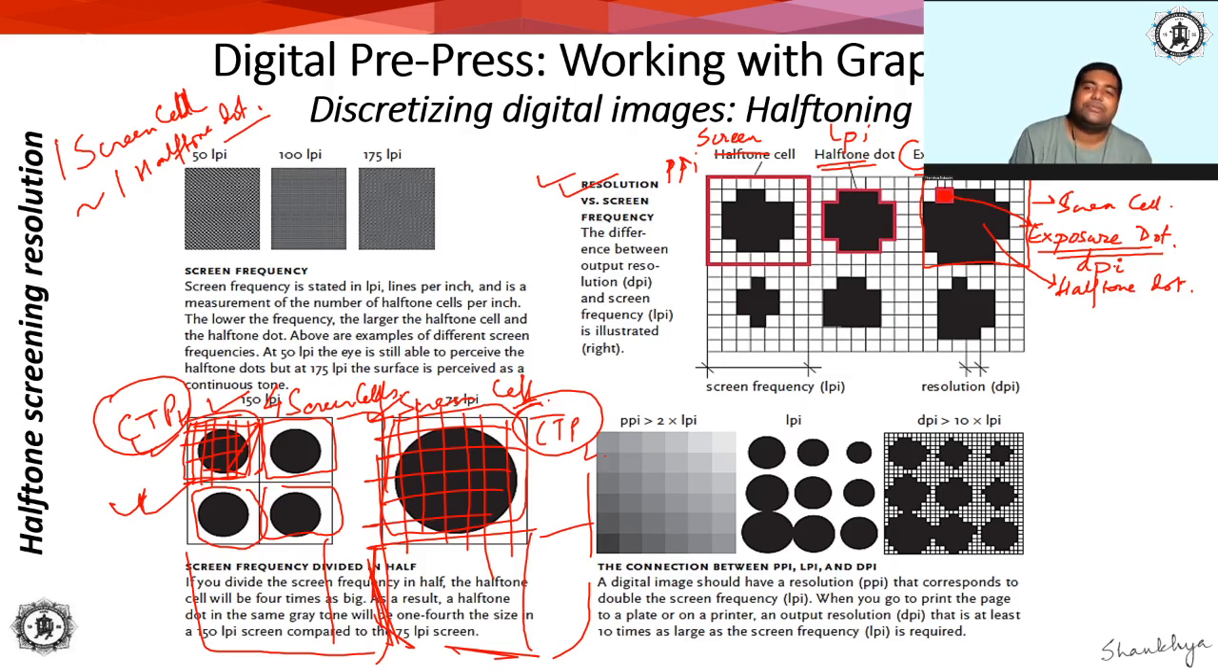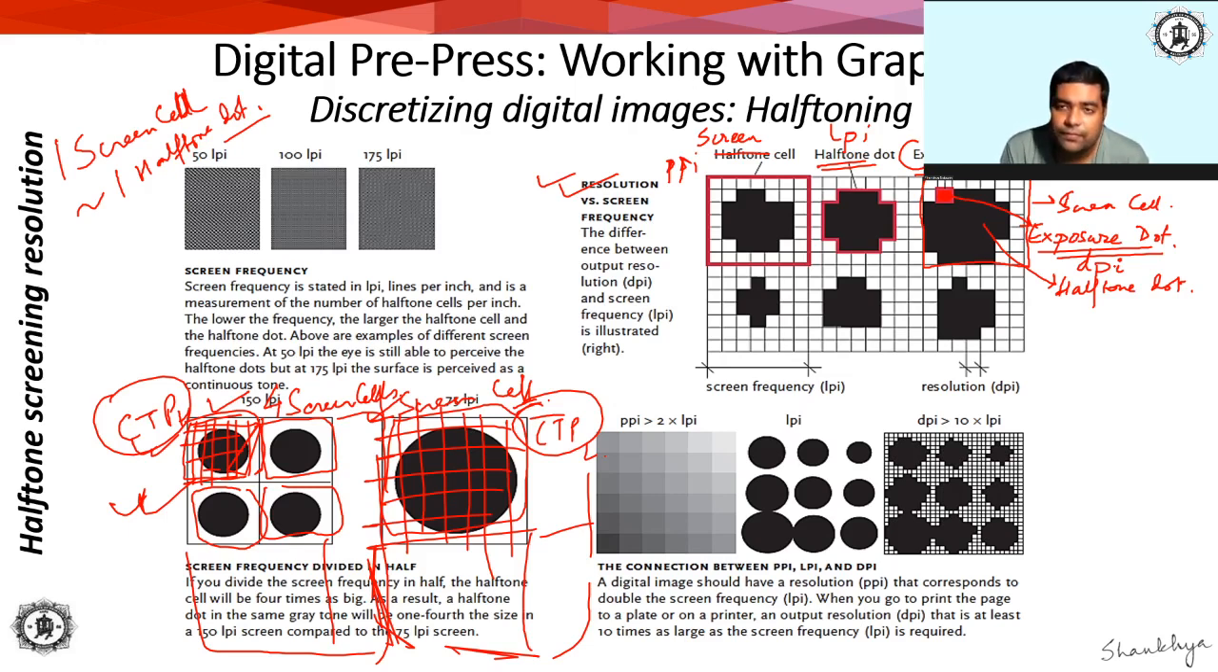Now I am asking you a question: what is the kind of relationship between your screen cell pixels, or PPI, and DPI? Okay, fine, I will go to that part a little later, but now let us address one important thing. We have established three different terms: screen cell, halftone dot, and exposure dot. Exposure dot is the minimum area which your CTP can expose with the help of its laser beams, right?